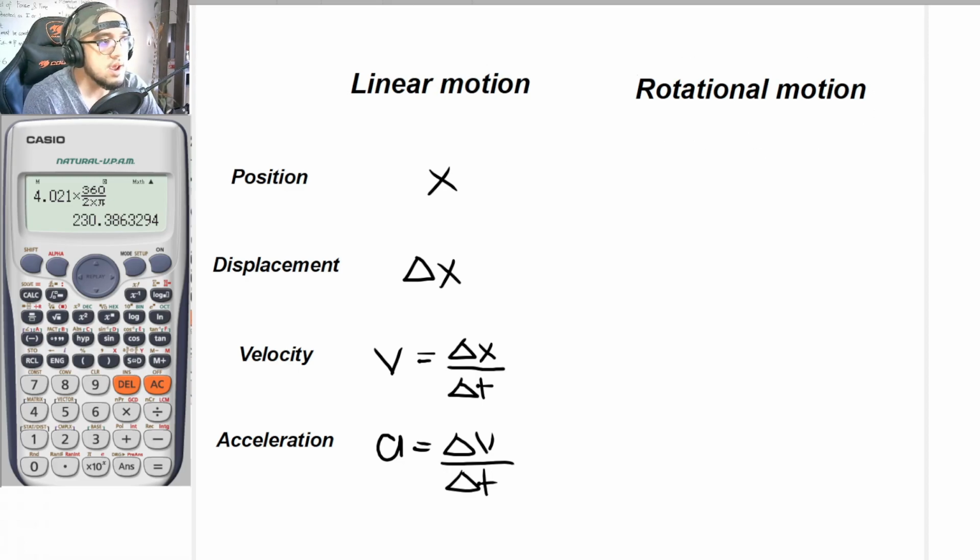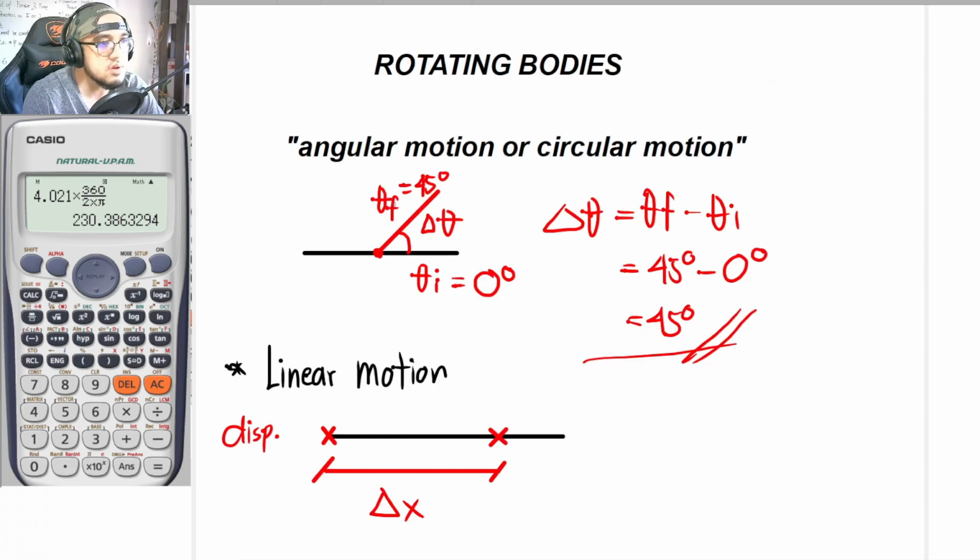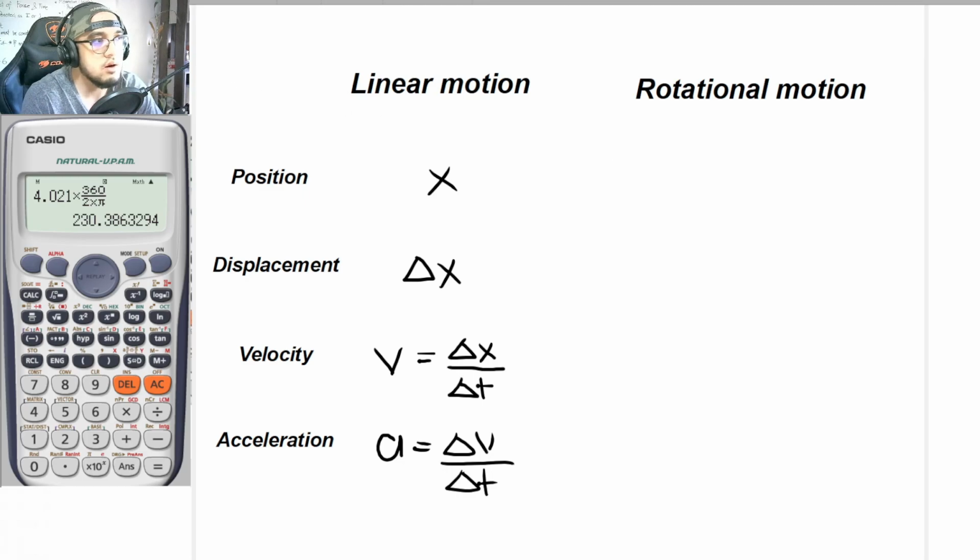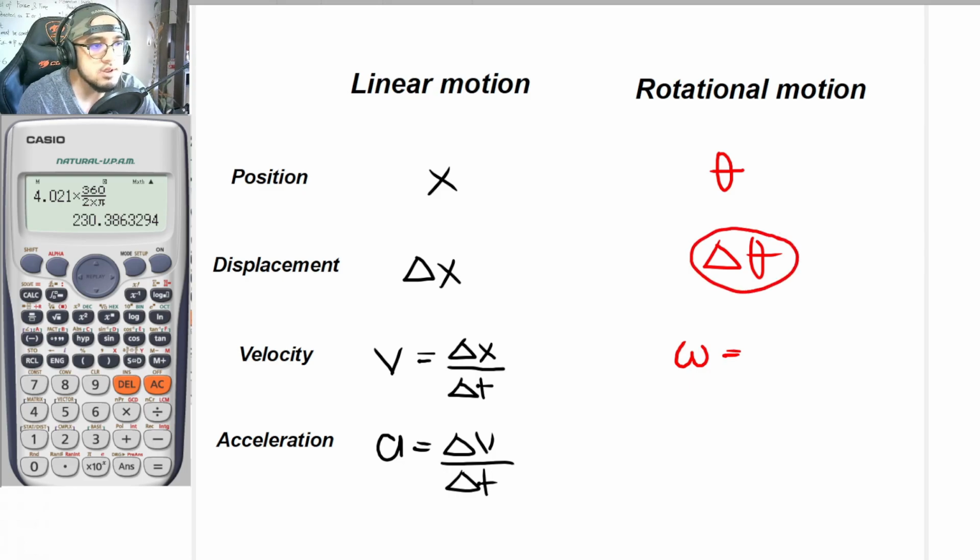In rotational motion, once again, our position is to be in terms of angle theta. So with that, our displacement in rotational motion is basically the change in angle. And for our velocity, the velocity for rotation or the angular velocity, it is to be denoted by the Greek letter small case omega. So it would look like a W. So omega is equal to the change in angle, or the change in position, divided by the change in time. So delta angle divided by delta t.